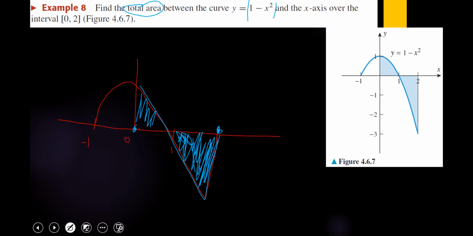So if you look at it here, this is this function here. It's hard to solve it by geometry. So I need to find the total area here by the fundamental theorem of calculus. We have to integrate the function, which is 1 minus x squared from 0 to 2. Is it clear?